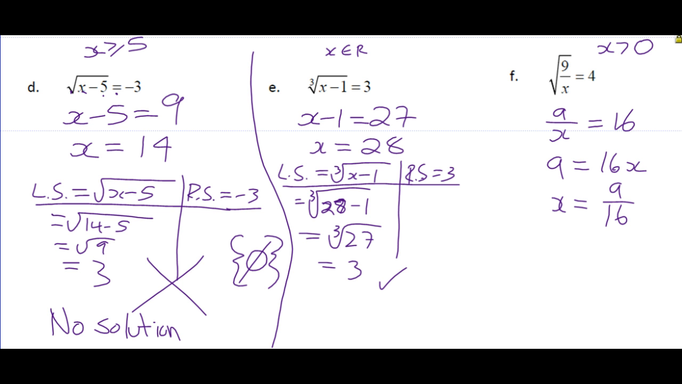Okay, so restrictions. X has to be greater than 0, right? It can't be 0 because you're not allowed to divide by 0, right? We can't do 9 divided by 0. It can't be negative because then 9 divided by a negative would be a negative, so it can't be negative. So it has to be greater than 0, but not equal to, right? Just greater than.